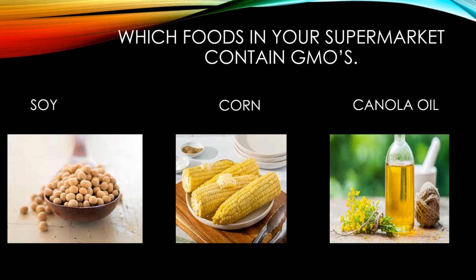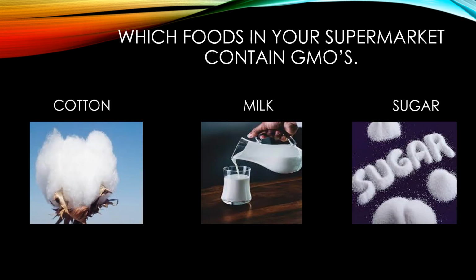Which foods in your supermarket contain GMOs? These are three examples of food that do contain GMOs, so I'm going to pick one. The majority of supermarket products have been modified genetically, which is very interesting to me. Soybeans are 90% genetically modified in supermarkets around the United States. Cotton is a major resource that we use even today.